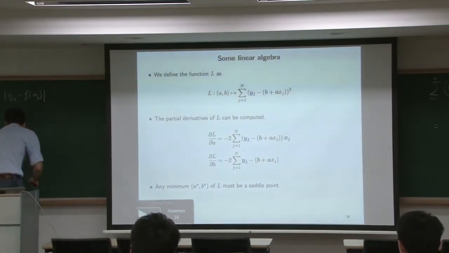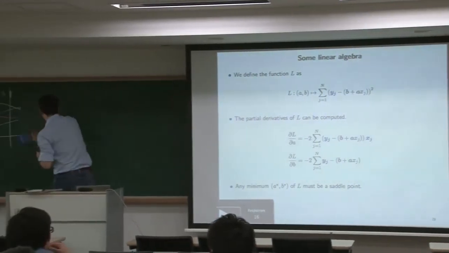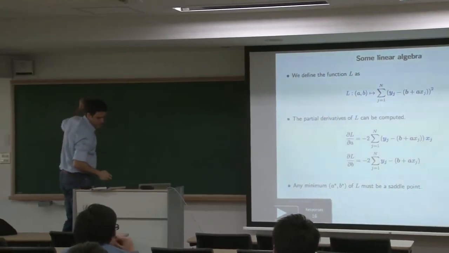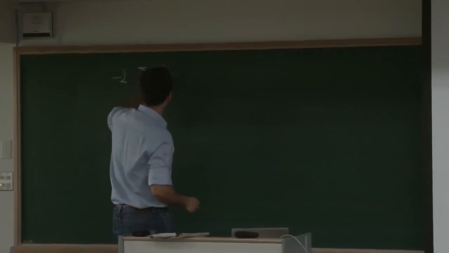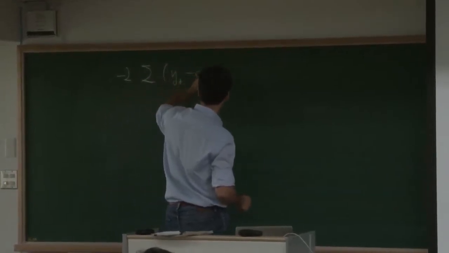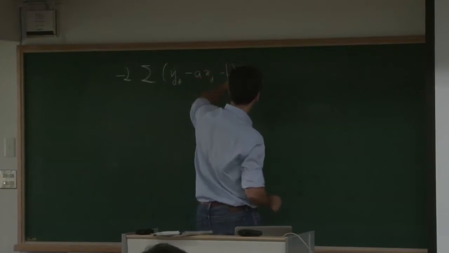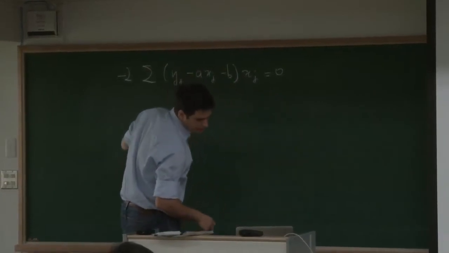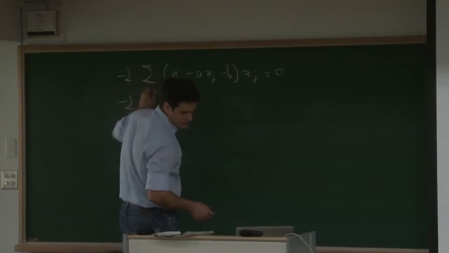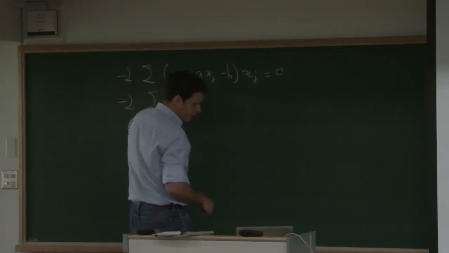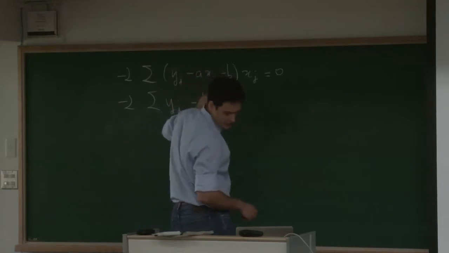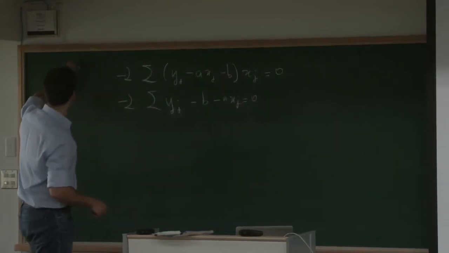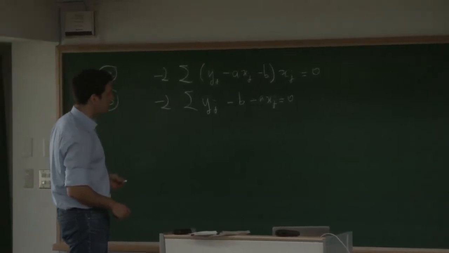So we'll just do it once. So we have minus 2 sum of yj minus axj minus b times xj is equal to 0. And then minus 2, I think this is just even more simple, yj minus b minus axj is equal to 0. So this is when we derivate with respect to A. This is when we derivate with respect to B.